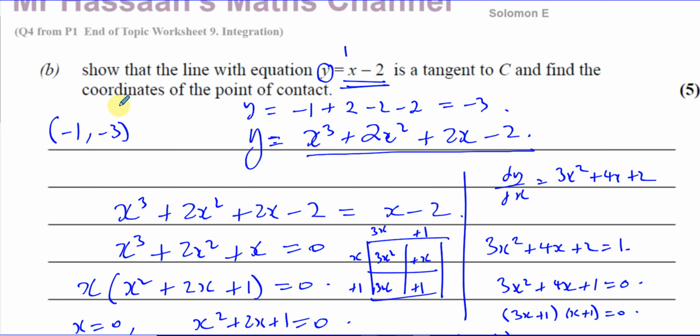So this point is a point on the curve where the gradient is 1, and it's also a point on this line. So it shows that this point lies on the curve, and it also lies on the line which has the same gradient as the curve at that point. So that's like a longer way of doing it, right?